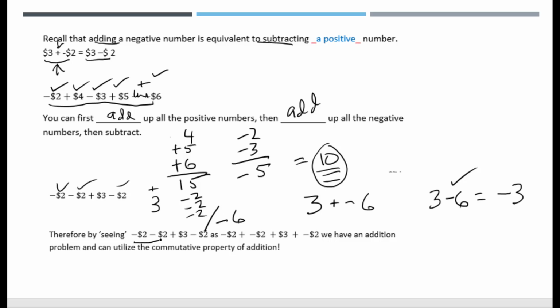So, in other words, seeing this here as this here with positive plus signs allows you to think and use the commutative property.